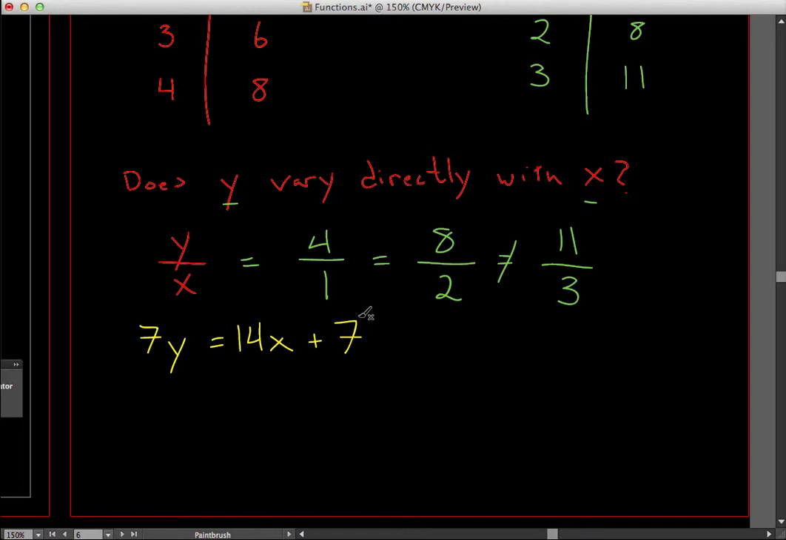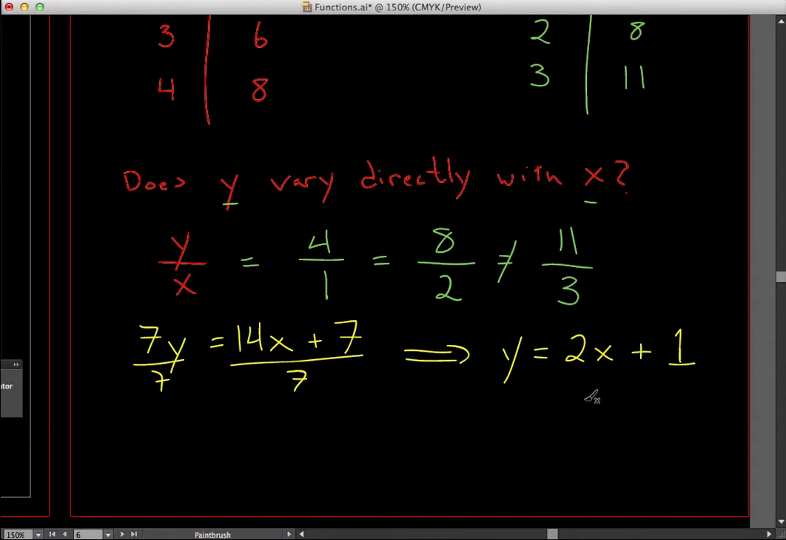Well, first what we need to do is actually solve for y. We need to isolate y so that we actually have a function, an explanation of a function. If I were to do that, I would have to divide both sides of the equation by 7. Everything divided by 7. And then that would give me y equals 2x plus 1. 7 over 7 is 1. So y equals 2x plus 1.